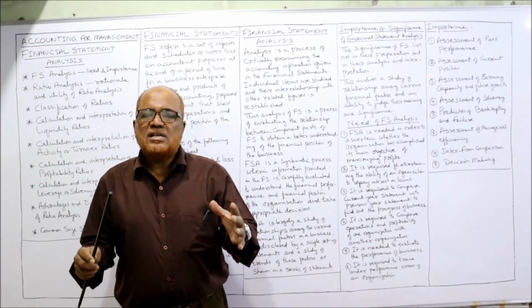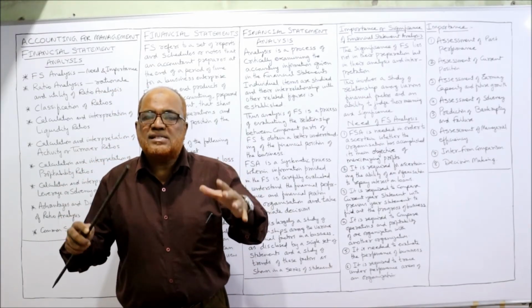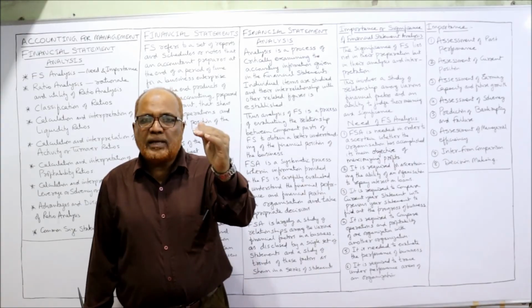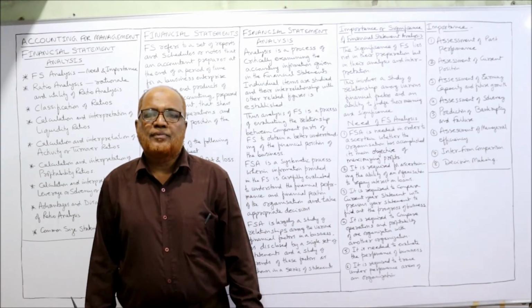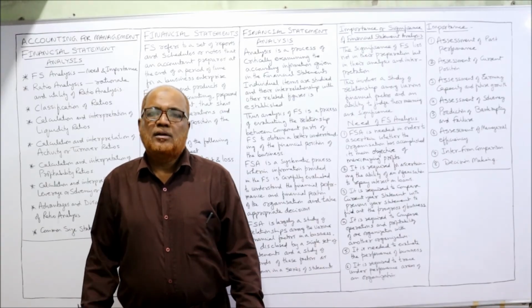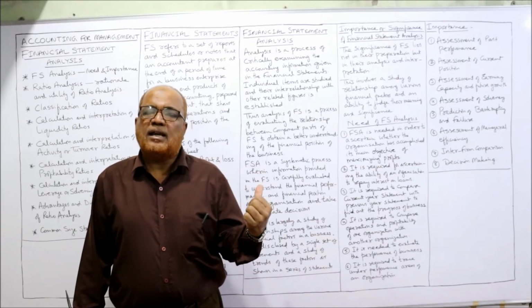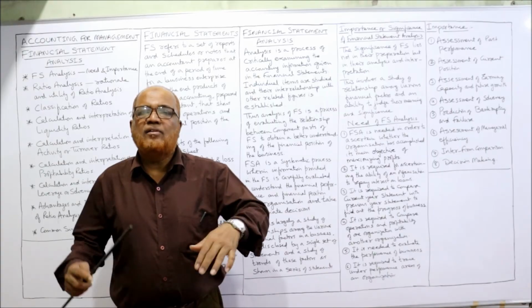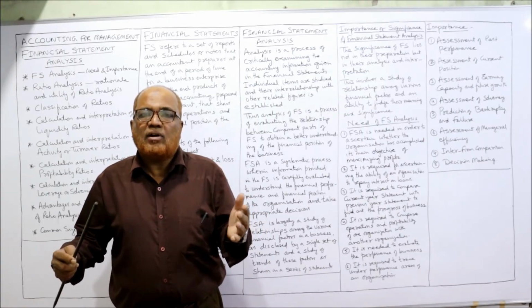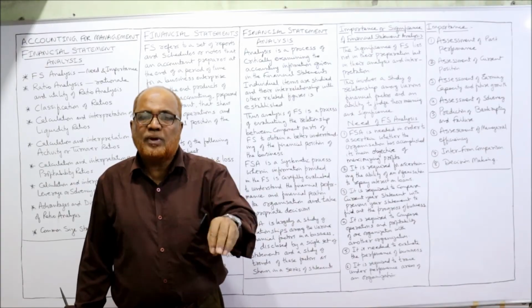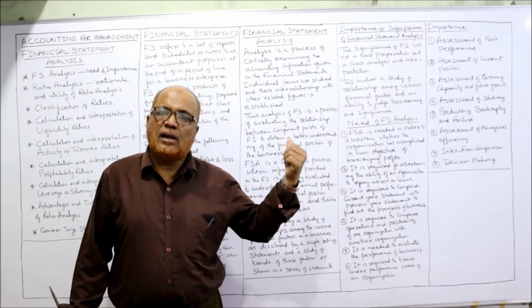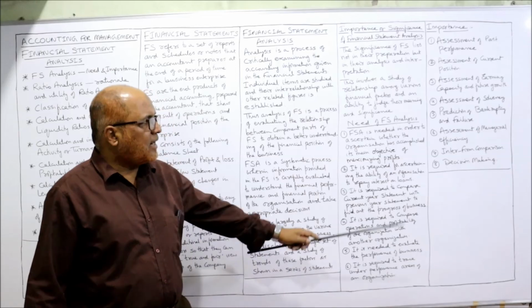Next one, predicting bankruptcy and failure. See, a business will not collapse suddenly. Slowly and steadily it will sink. It will become bankrupt. That means insolvent. So this financial statement analysis will help the management in finding out whether our business is going to become bankrupt or insolvent, only with the help of financial statement analysis.